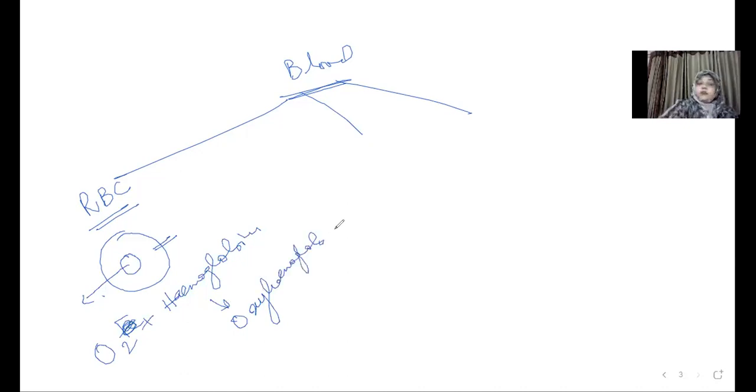Wherever the body needs oxygen, the oxygen bond is broken down from this oxyhaemoglobin, and oxygen is supplied, and haemoglobin stays inside the RBC. The most important factor related to this is that RBCs are without nucleus. You have to keep it in your mind, they are without nucleus.